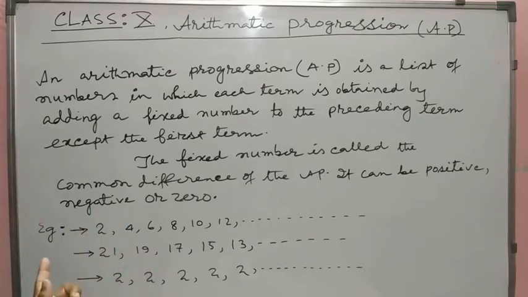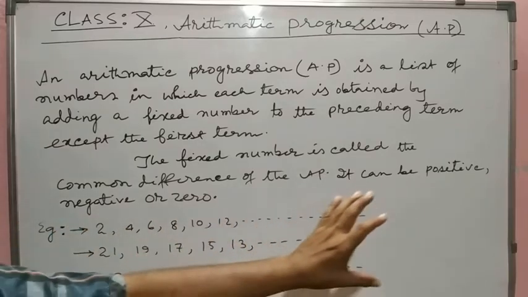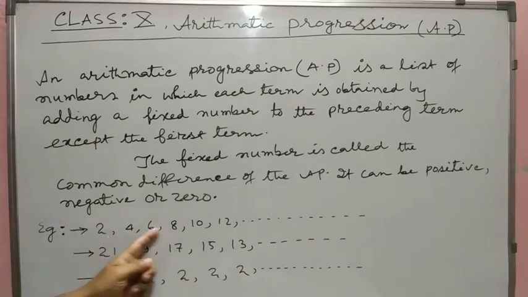In this one you see 2, second also 2, third also 2. That is, if we add 0, we get this one. Again if we add 0, again we get this. If we add 0, we get this, and if we add 0, we get so on. So all these lists of numbers are in AP. So this is also an AP.